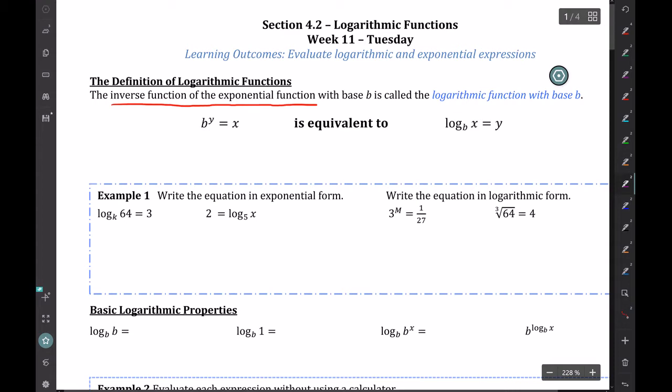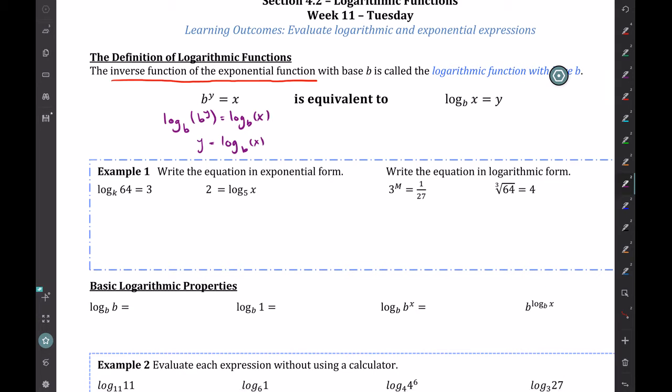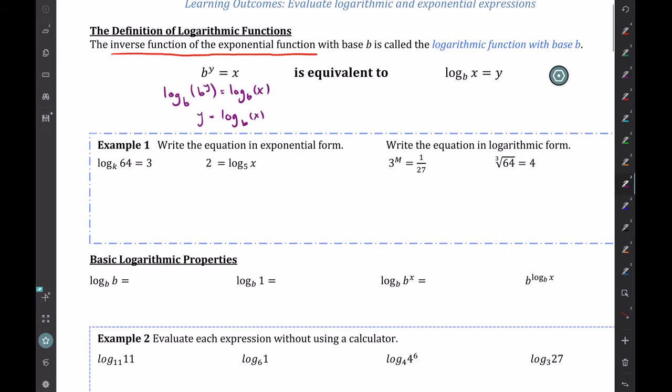Well, why is that? If you take this first expression, b to the y equals x, and you evaluate log base b on it, what do you get? You get log base b of b to the y equals log base b of x. But remember, log base b is the inverse of b to the y. So you just end up with y equals log base b of x. Okay? So whenever you see log base b of x equals y, you can think of that as b to the y equals x. Or if you see b to the y equals x, you can think of it as log base b of x equals y. Okay, so let's use this property.